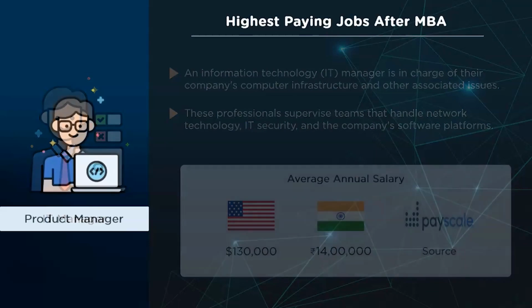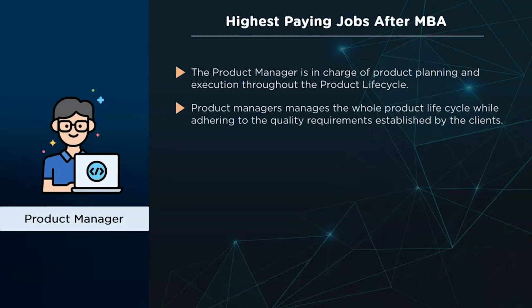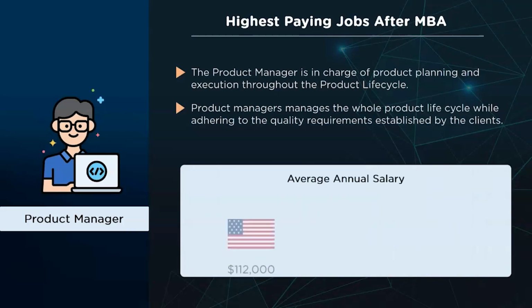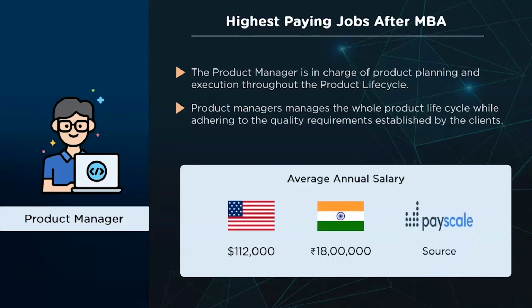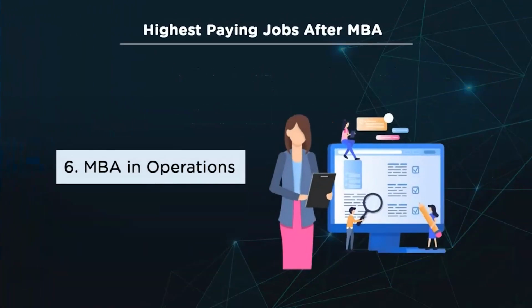The third lucrative job role for MBA in technology is product management. The product manager is in charge of product planning and execution throughout the product lifecycle. A product manager is a person who identifies the customer needs and the larger business objective that a product or feature will fulfill. He then articulates what success looks like for a product and rallies a team to turn that vision into reality. The annual salary for a product manager in the US is $112,000, whereas it is around 18 lakh rupees in India.